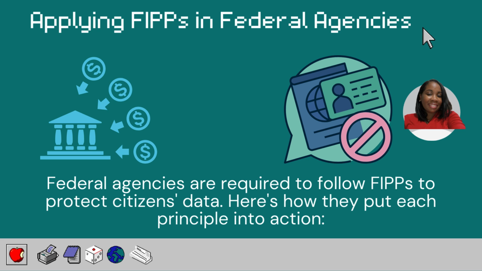So there are a few ways that they can put each principle into action. Again, we talked about transparency. Federal agencies must provide clear privacy notices on their websites. Individual participation. Citizens can request access to government records containing their personal information. Security. Agencies like the IRS use strong encryption to protect tax information. And then we have accountability and auditing. Regular audits ensure compliance with data protection laws and practices.